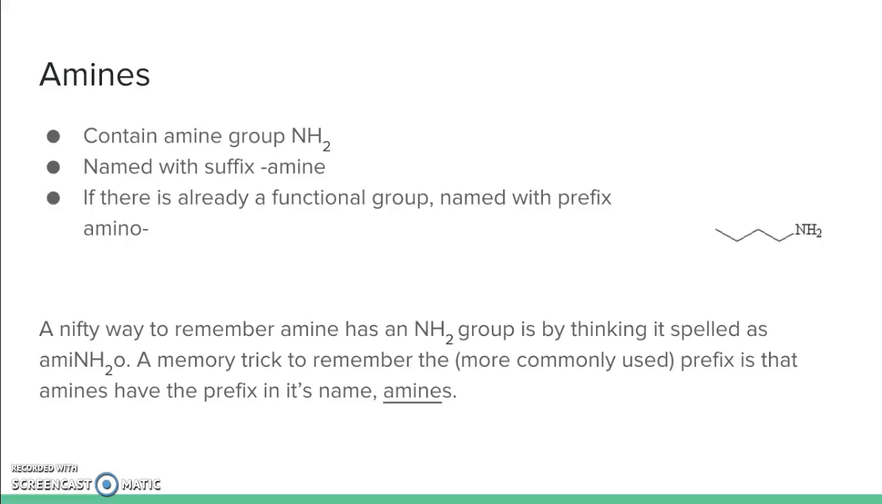So in this example, you can see that it is a 1, 2, 3, 4 carbon chain, which you know is going to be some form of butane. So whenever you add the suffix to it, because there's no functional group already, it'll be butanamine. See, there, as circled, is the amine group.